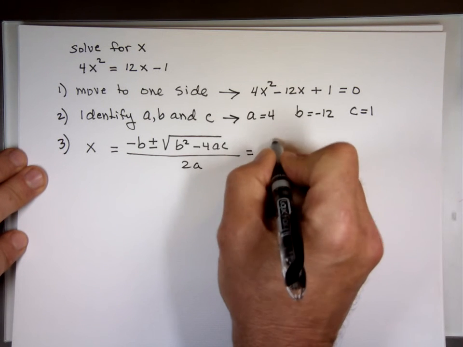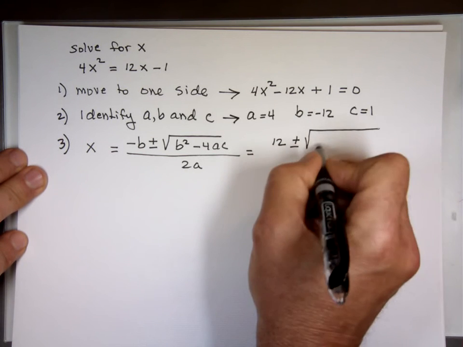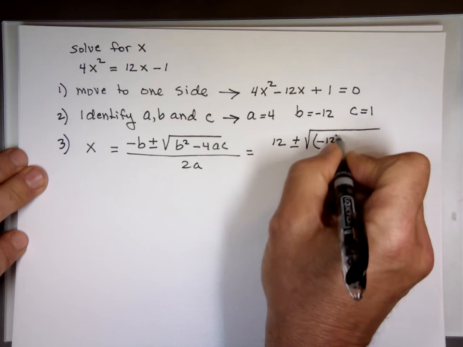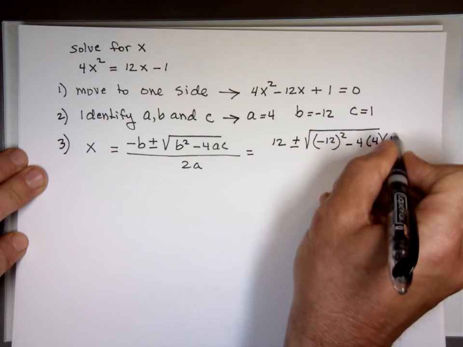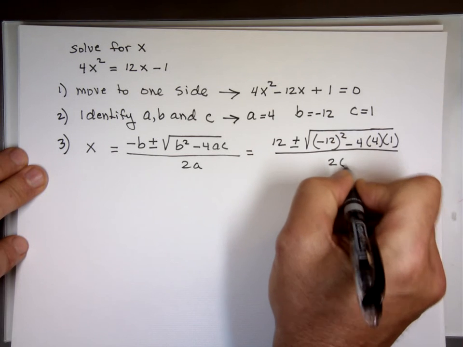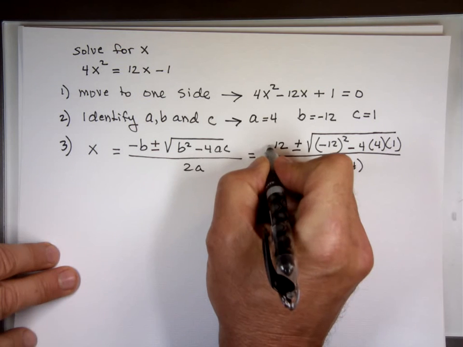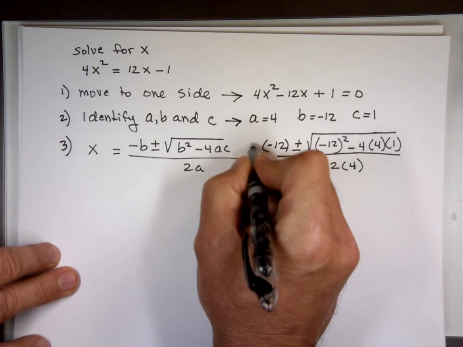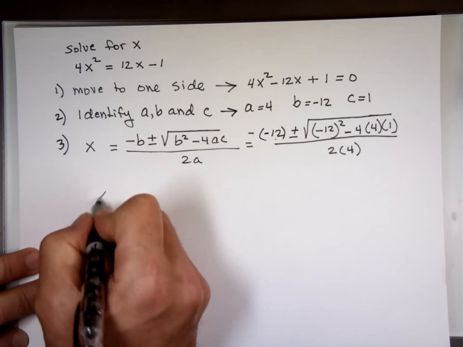That'll be 12, minus and minus is a plus, negative 12 squared minus 4 times a, which is 4, times c, which is 1, all divided by 2 times a, 2 times 4. Again, the reason this is really a plus is because it was minus b. So minus a minus makes it a plus.